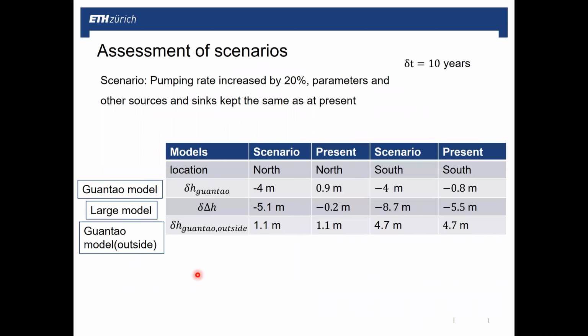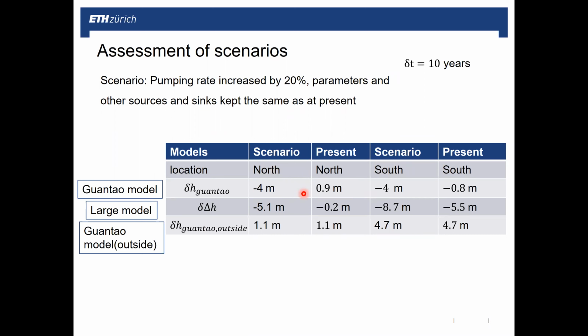In order to better understand why we need to decompose the influence, here we compare two scenarios. In this scenario we just increase the pumping rate by 20%. All the other pumping, precipitation, or parameters are exactly the same. We didn't change them. The only thing changed is the pumping rate. And we compare to the present situation. This is the result from these 3 different models, and I also chose these 2 different locations.